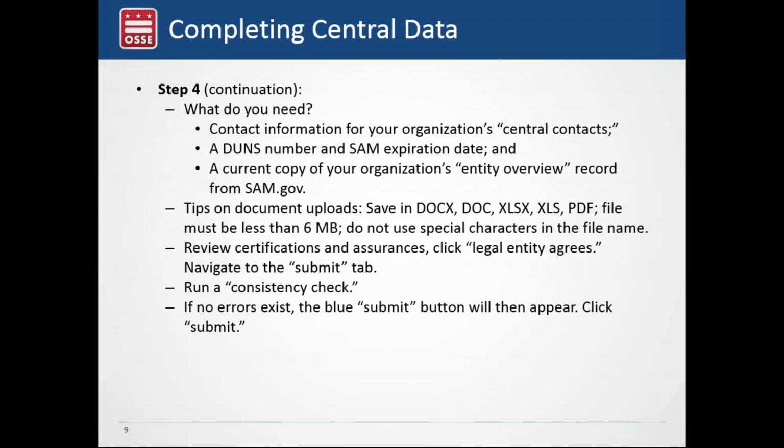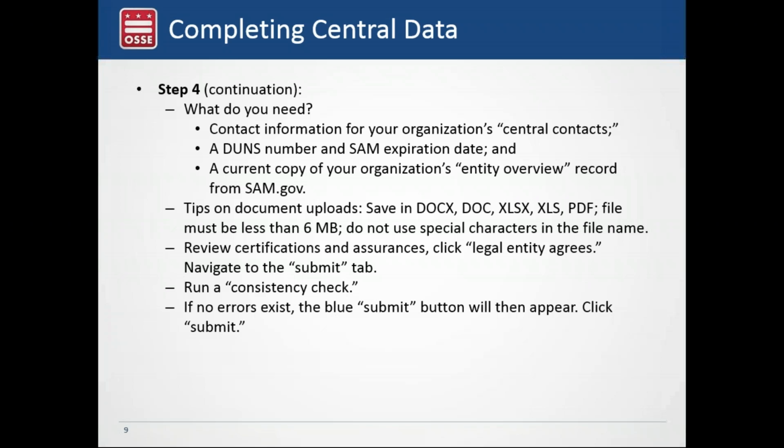Okay, so what do you need to do central data? You need contact information for who's going to be the central contacts. So probably a couple of people pretty high up who are going to be able to receive information about the organization independent of each specific grant. You're going to need that DUNS number and SAM expiration date, and then a copy of this page that you're going to get from sam.gov that talks about the entity overview.